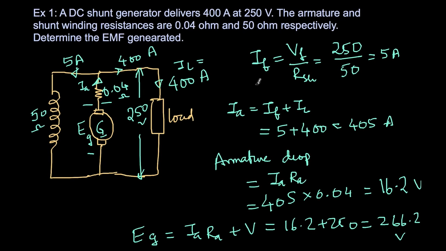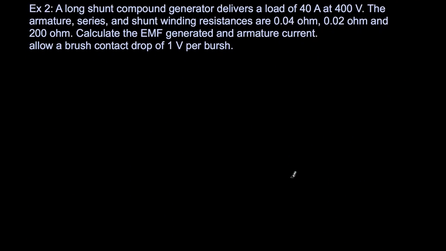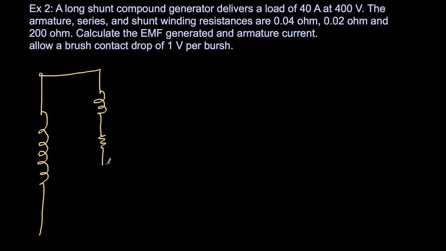Let's look at one more example like this. This is the question: a long shunt compound generator delivers a load. The moment you see a long shunt compound generator, let's begin by drawing the circuit diagram of that particular generator. Long shunt means the shunt winding is long, and there is a series winding here. Then there is a small armature resistance, and then the armature. I'm just representing it like this. Then there is a load connected here. So this is the output voltage, and then there is a load.